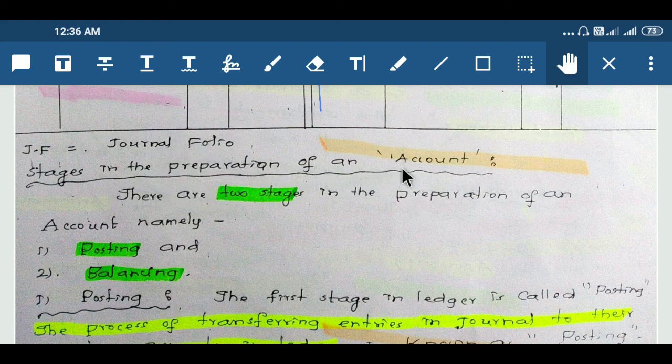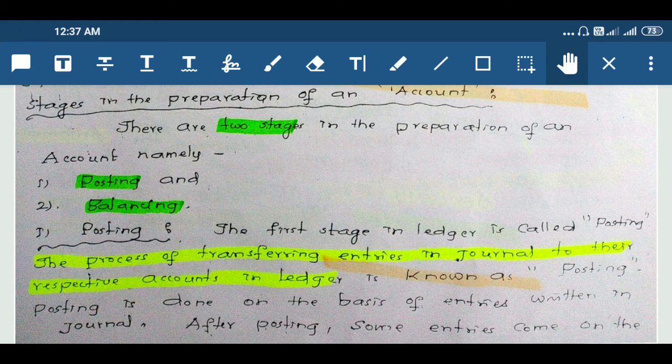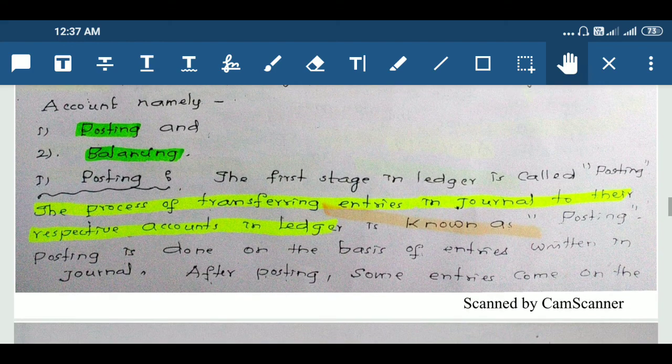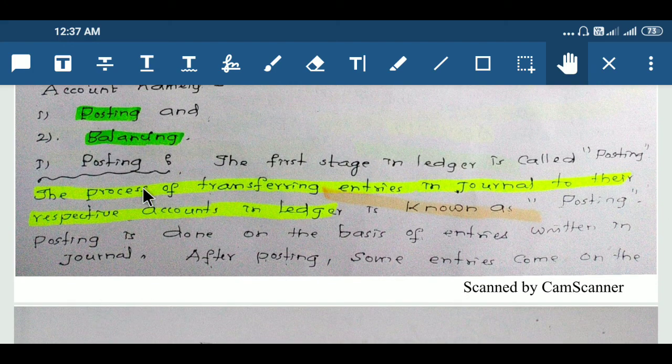Stages in the preparation of an account. There are two stages in the preparation of an account, namely first one posting and second one balancing. First stage is posting, second stage is balancing. So the first stage, posting. The first stage in ledger is called posting.